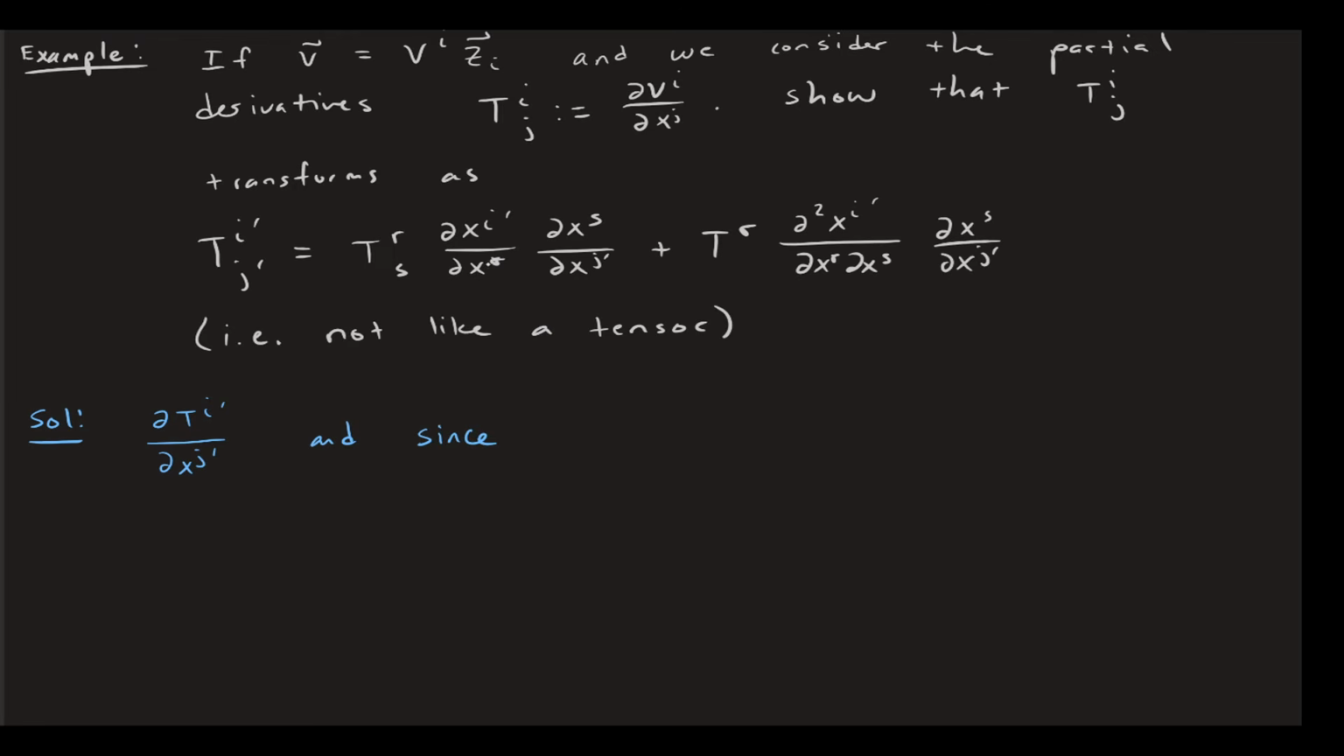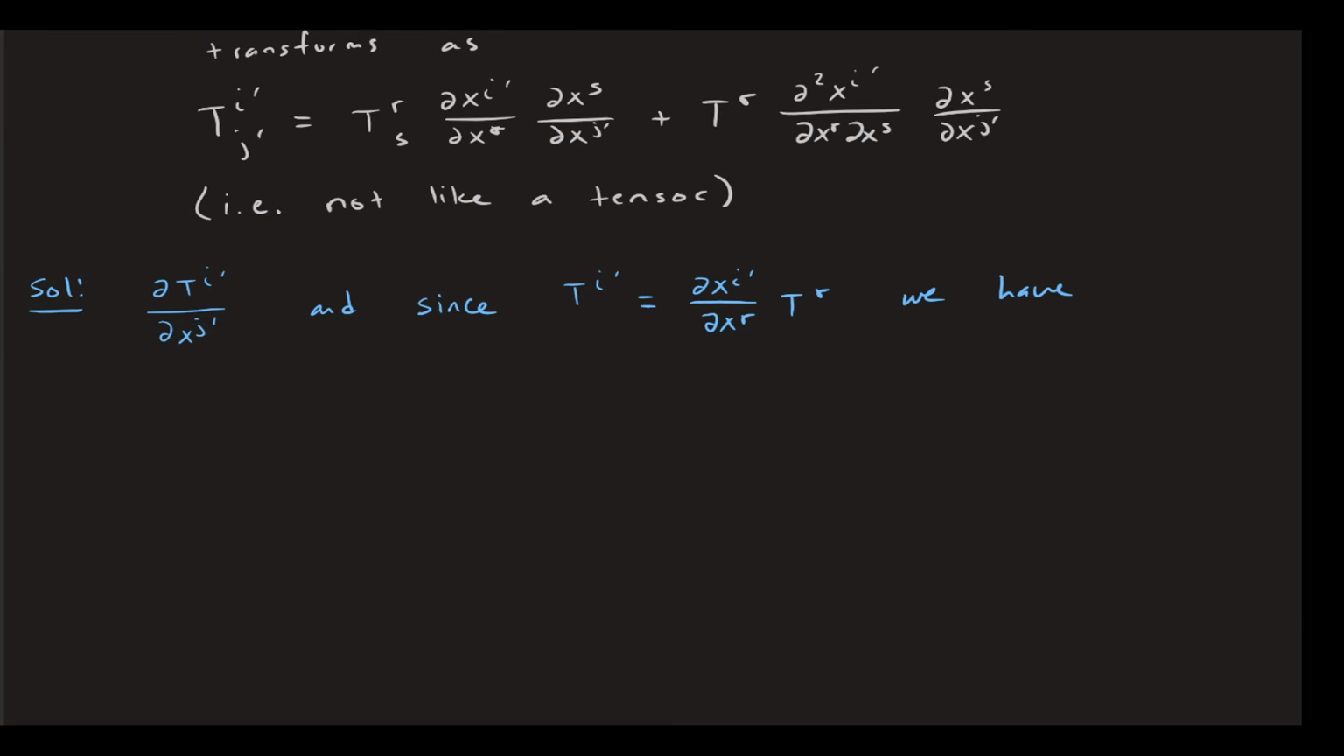Since T_i' is a tensor, it transforms like a tensor: T_i' equals partial x_i' over partial x_r times T_r. So it does transform like a tensor. We have partial T_i' over partial x_j', which would be partial x_j' of partial x_i' over partial x_r times T_r.